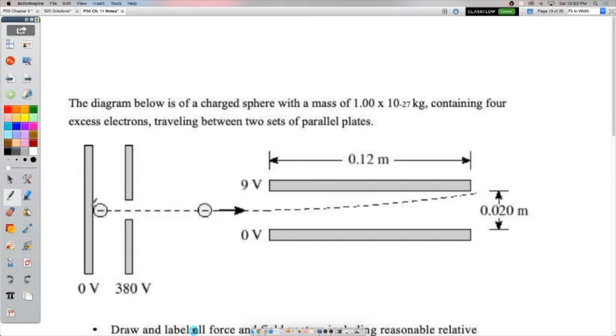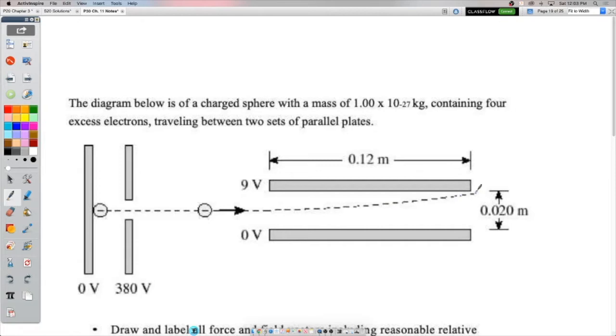So this negative charge here is going to be accelerated through these plates because of the potential difference, and then it's going to travel through these parallel plates and eventually move up. And it looks like they've set it up so that it will just barely clear, but let's read on to make sure.